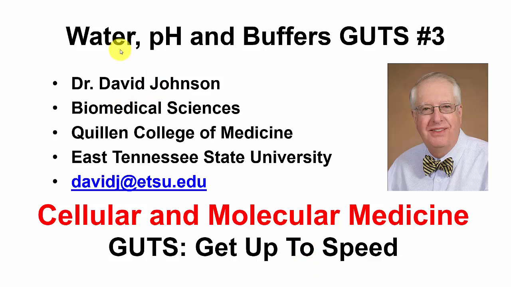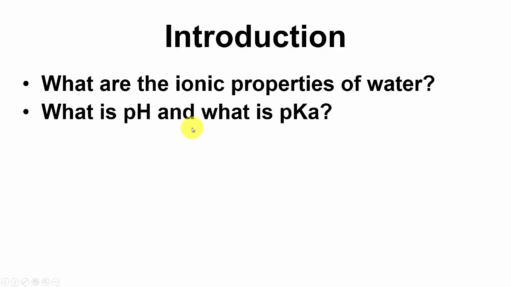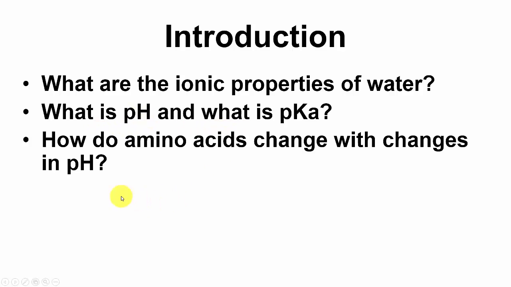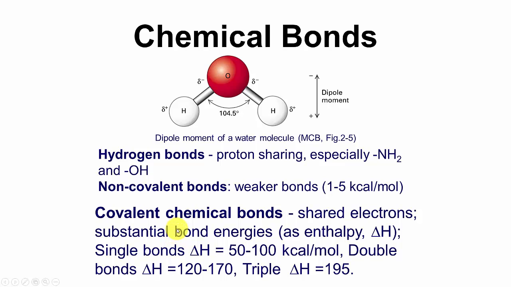This is GUT modules number 3. We'll talk about water, pH, and buffers here. This is just basic chemistry again. Introduction: what are the ionic properties of water? What is pH and what is pKa? How do amino acids change with changes in pH? What is a buffer? What is an isoelectric point, or PI?